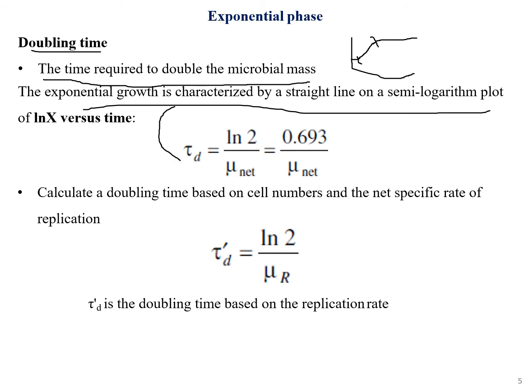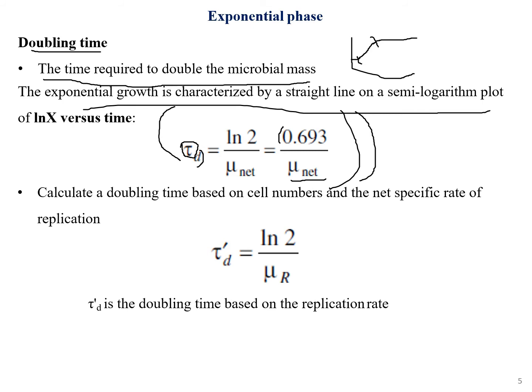So the doubling time is given as, this is tau. This particular term is represented as tau d, where d represents doubling time, and tau d equals ln2 divided by mu net. We know the value of ln2 is 0.693, divided by the net specific growth rate. All right, so this is the way we can calculate the doubling time in an exponential phase. This is only applicable for the exponential phase because the growth rate is very high.